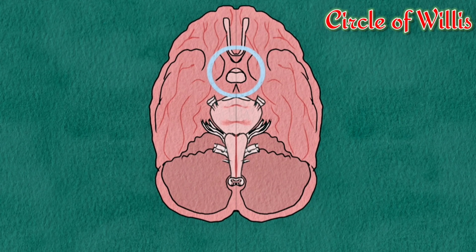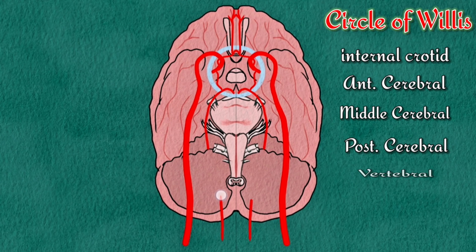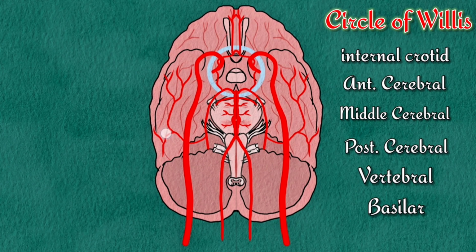The circle of Willis is formed by the following arteries: the internal carotid arteries, the anterior cerebral arteries, the middle cerebral arteries, the posterior cerebral arteries, the vertebral arteries, and finally the basilar artery, which is formed by joining the two vertebral arteries and is located at the base of the brain. It supplies the brainstem and cerebellum and gives rise to the posterior cerebral arteries.